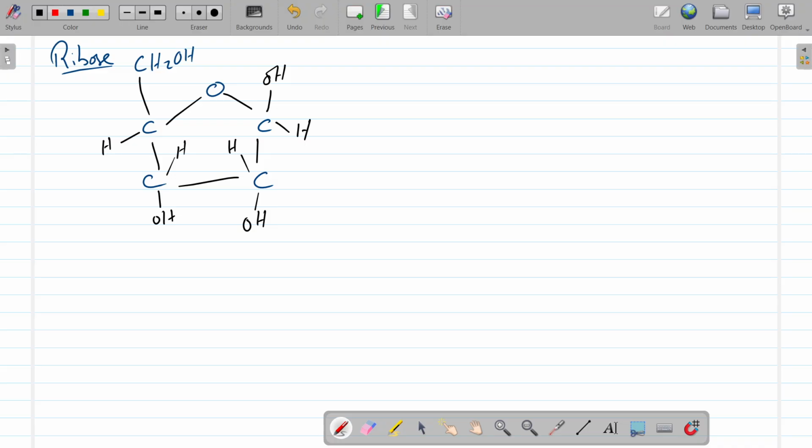So deoxyribose, as the name suggests, it is lacking an oxygen at one of the carbons. So instead of an OH, there are just 2 hydrogen atoms attached. We'll see its structure when we get there.